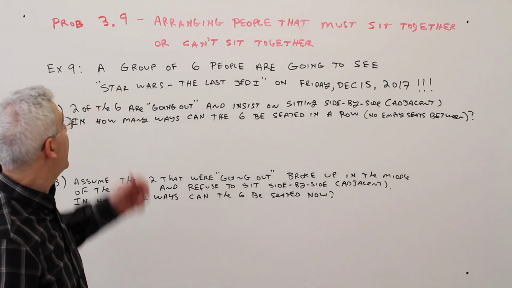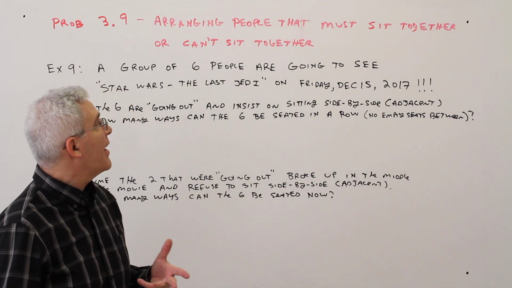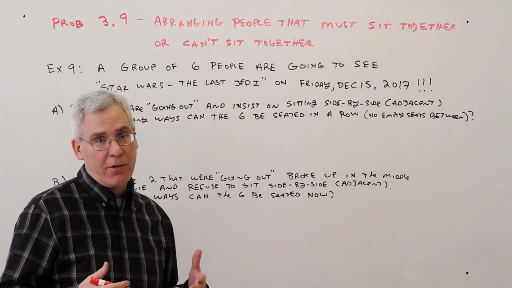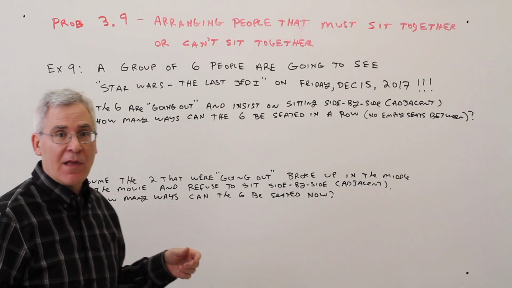Welcome to probability video 3.9, arranging people that must sit together side by side or can't sit together side by side. All right, so here's example 9.